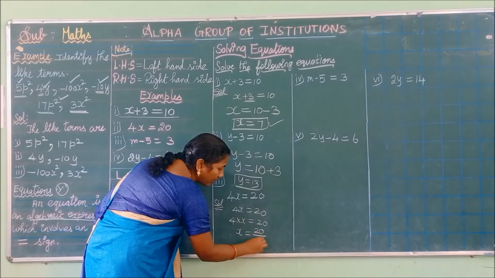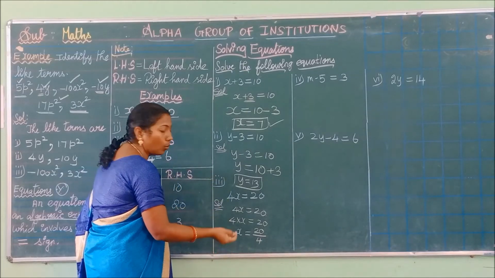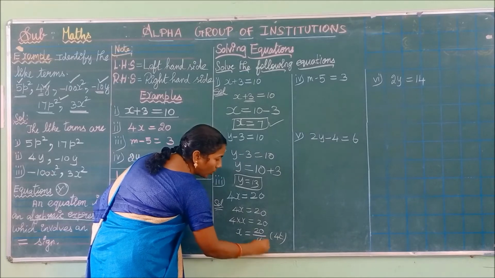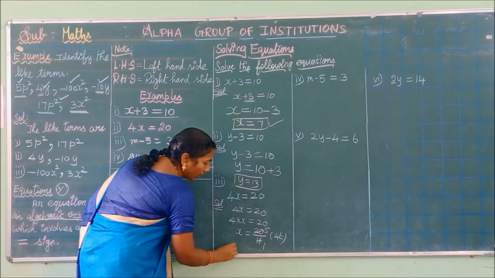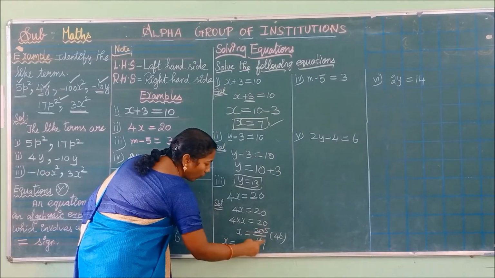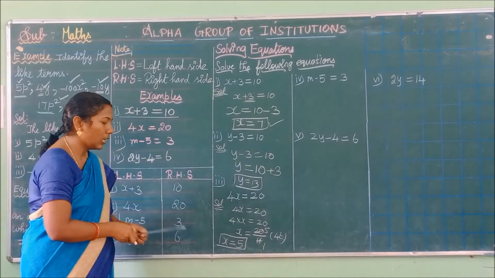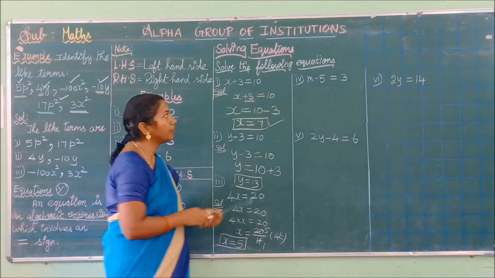So you have to rewrite it as 20 by 4. Next you have to use 4 table to cancel it. 1 4 is 4, 5 4s are 20. So x equal to 5 by 1. It can be written as simply 5. So our answer is 5. Do you understand, children? Okay.